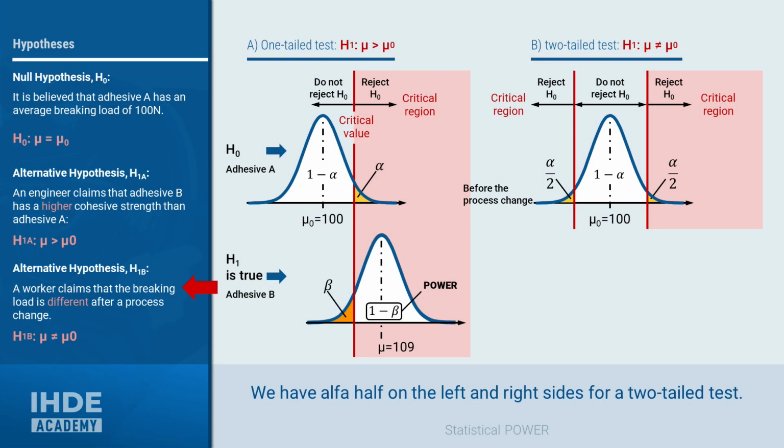The second alternative hypothesis comes from an employee's claim that the breaking load changed after a process change. So it's supposedly just different. In the first example, the assumption was that this is larger. So if it's different, the breaking load can be higher or lower. We must therefore consider both possibilities and thus carry out a two-tailed test. The significance level alpha is then split into alpha halves for each side.